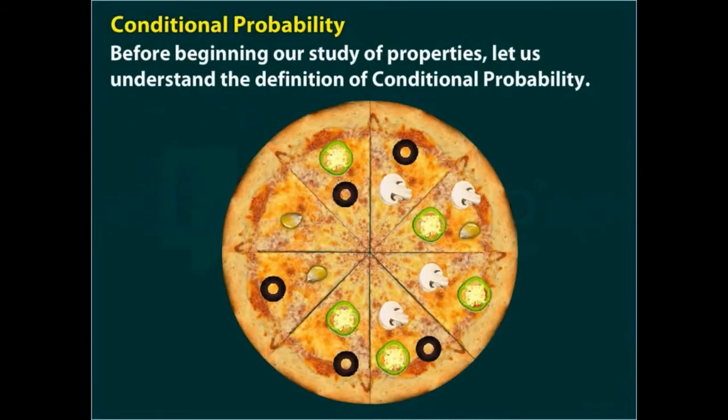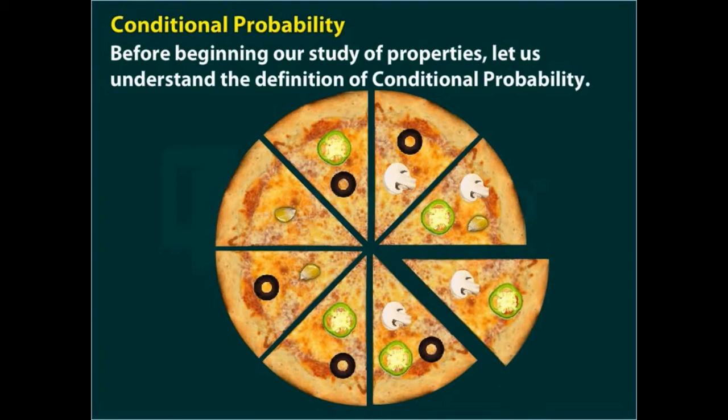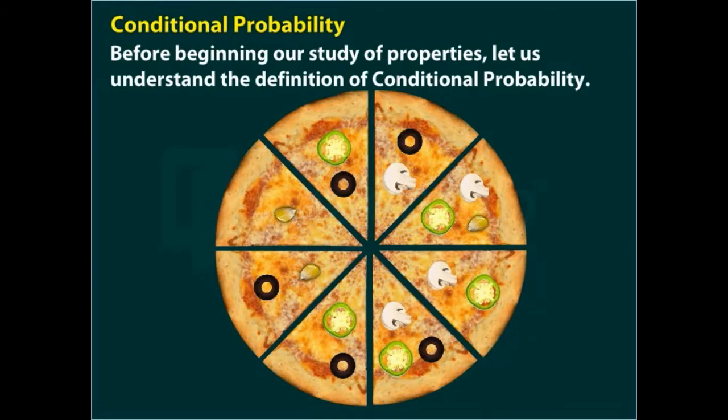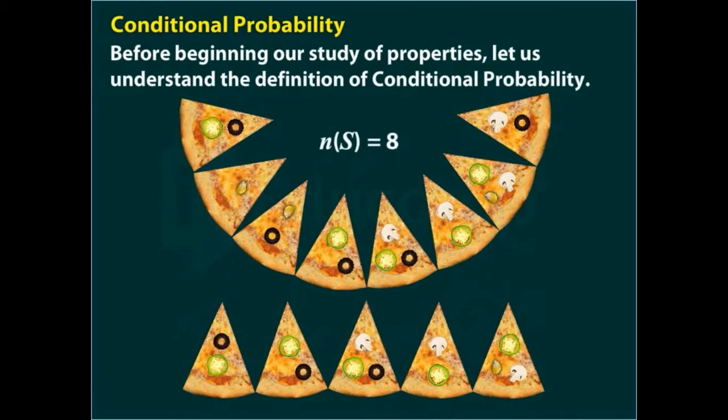Look at the pizza. It is divided into 8 pieces. The total number of slices of the pizza is 8. This implies that n(S) is 8. Look at the toppings. We have green capsicum, mushrooms, olives and corns as toppings. You have pulled out a slice of pizza that contains green capsicum. How many slices have green capsicum? The probability that the slice contains green capsicum is given by 5 by 8.